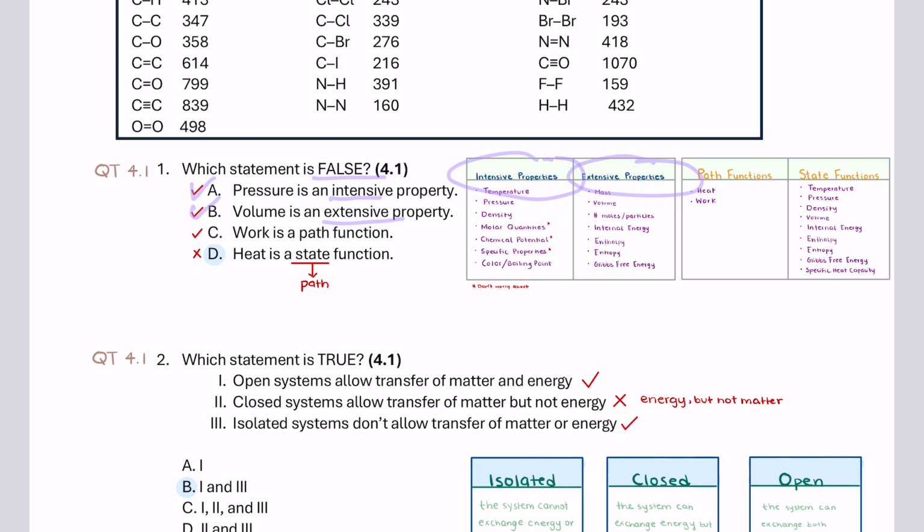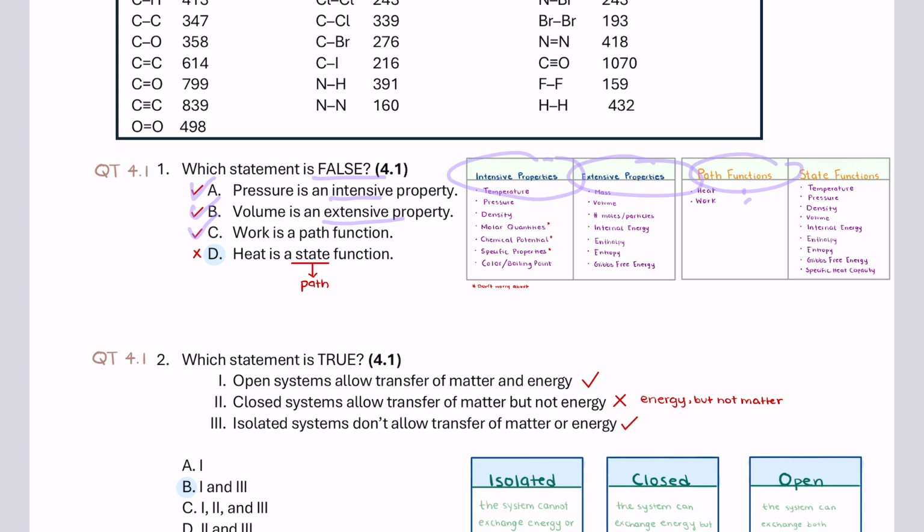C says work is a path function. A path function is a quantity that depends on the process or the path taken between two states, and not just the initial and final values. Both heat and work fall into this category. So work being a path function is true.